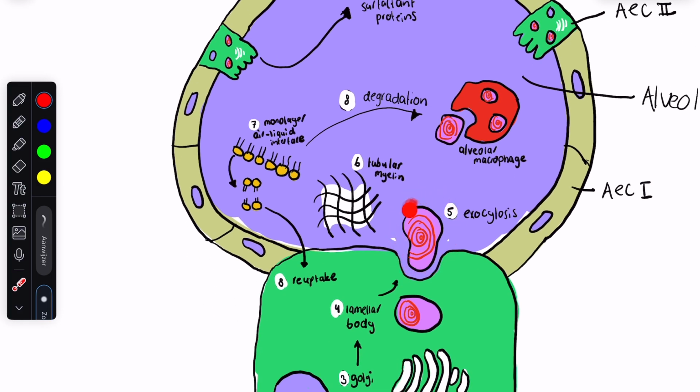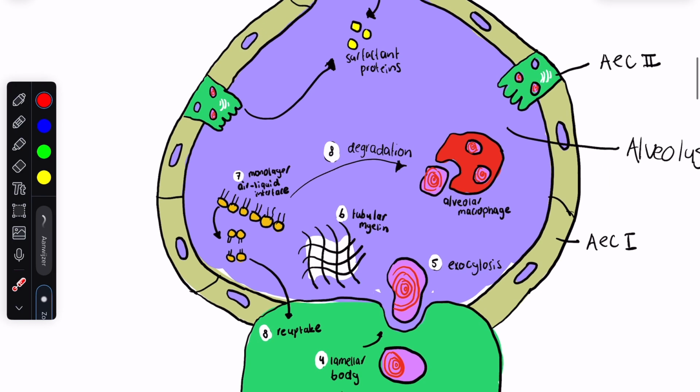Then eventually it will migrate, and then we have a tubular myelin. So it's a kind of lattice-like structure here, as you can see by the form. And this tubular myelin will then eventually migrate to the air-liquid interface, which we will show in a minute, where the phospholipids will play a very important part in reducing the surface tension.